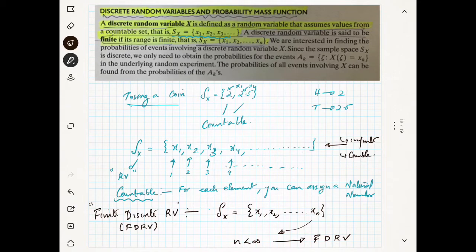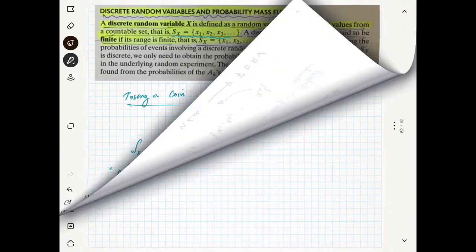Okay, so that's about the discrete random variable. It's finite, and infinite is also possible. Infinite means it is countable. Finite is also countable, infinite is also countable. Even if the number of elements in the sample space is infinite, you can assign a real number to each element. But in the finite case, the number of elements is finite. So I will give an example for this.